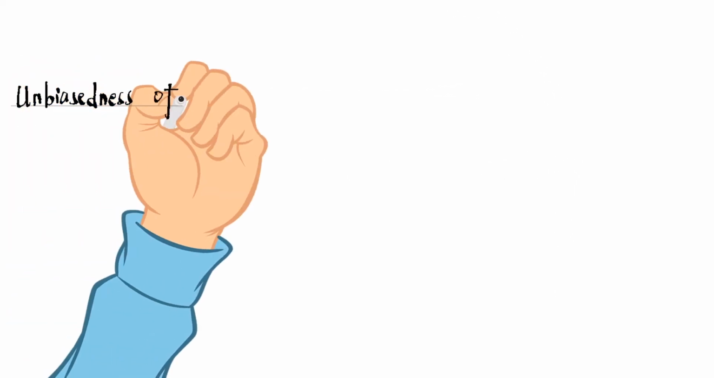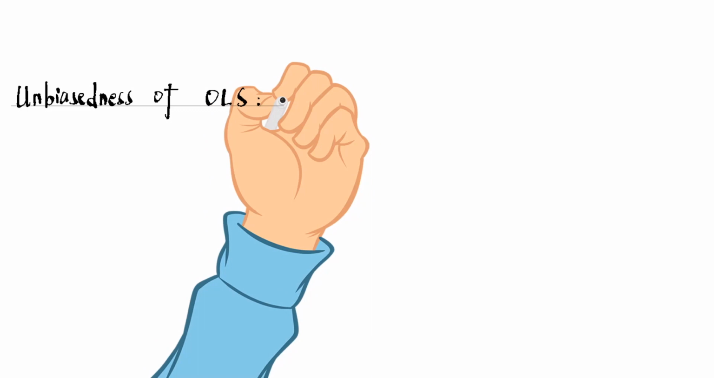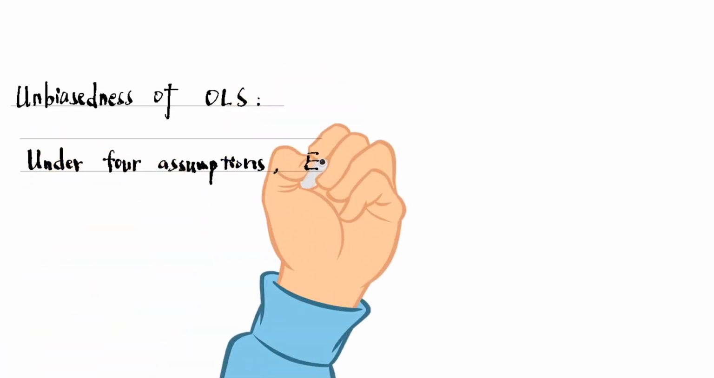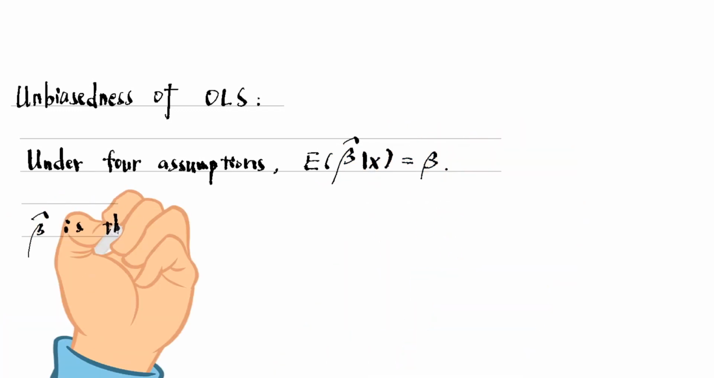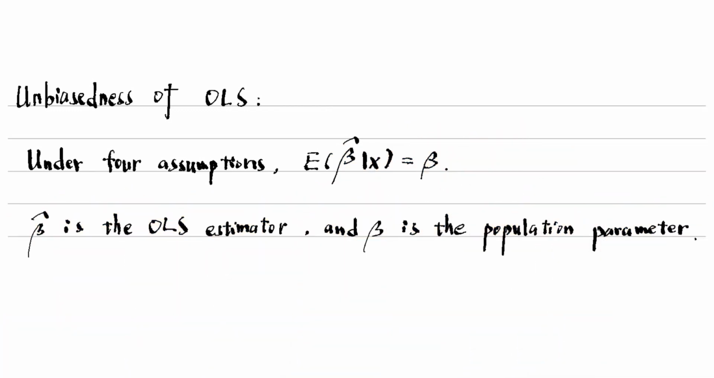Today, I will introduce the unbiasedness of the OLS estimators. Under 4 assumptions, the OLS estimators are unbiased estimators of the population parameters. That is, the expected value of the OLS estimator, beta hat, conditional on x equals the true parameter, beta. What are these 4 assumptions?